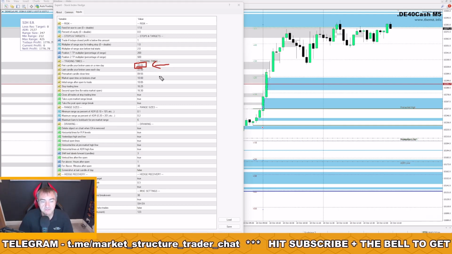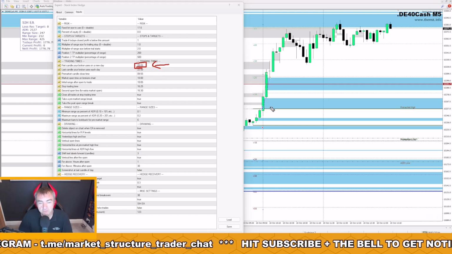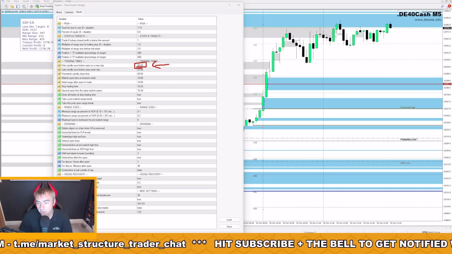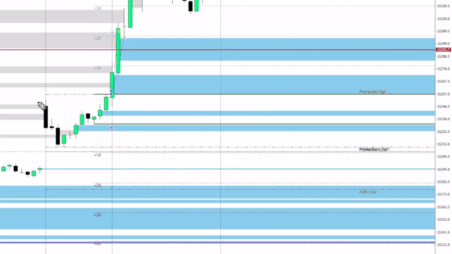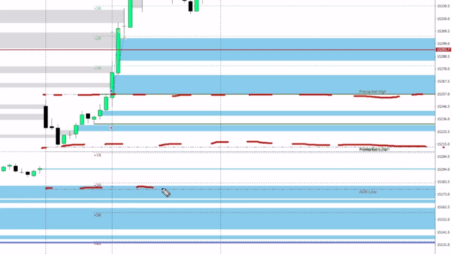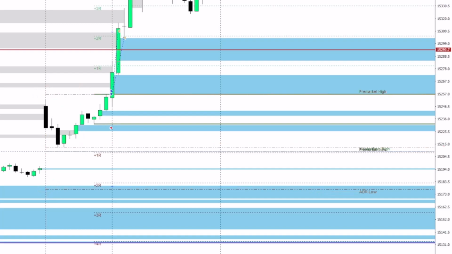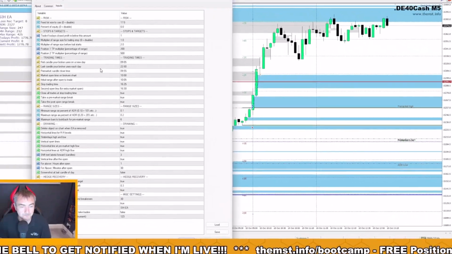So the first candle of the day is there. The only reason this is used is that this is where it draws your range, your pre-market lines from. You see this pre-market high line, this pre-market low line, and this ADR line here. Those start at that candle. If you set this first candle of the day to be here, that's where those lines will draw from. That is basically what that input is used for.